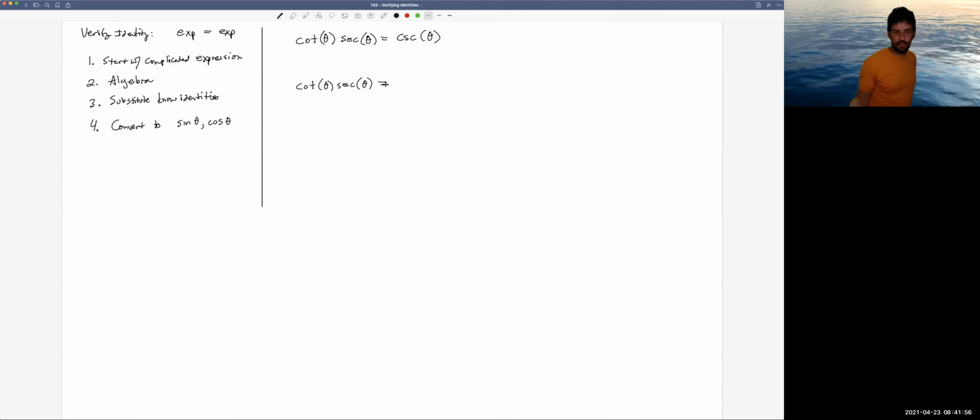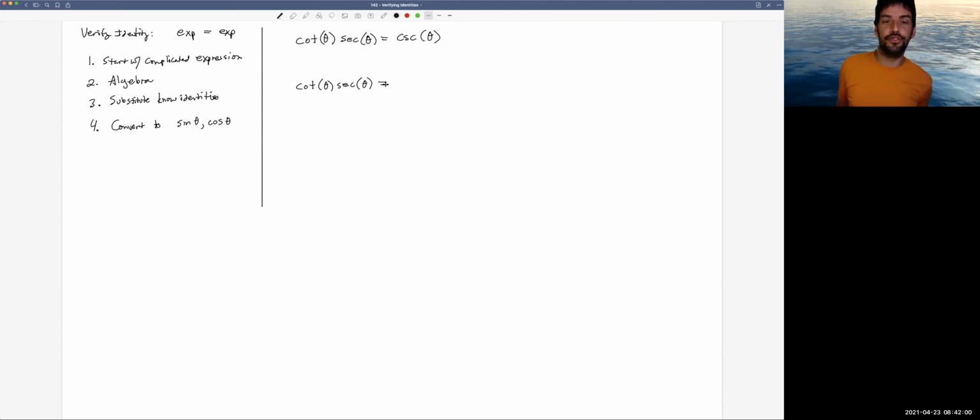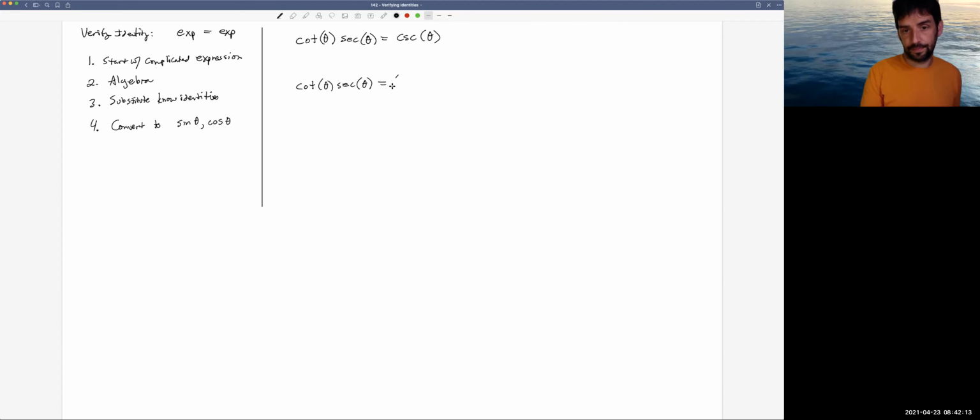There's not a lot of algebra to do, right? There's nothing to combine here. There's nothing else to do with these two things. So I might try substituting known identities. And the only things I can really substitute here are the definitions. Cotangent of theta is equal to cosine of theta over sine of theta.